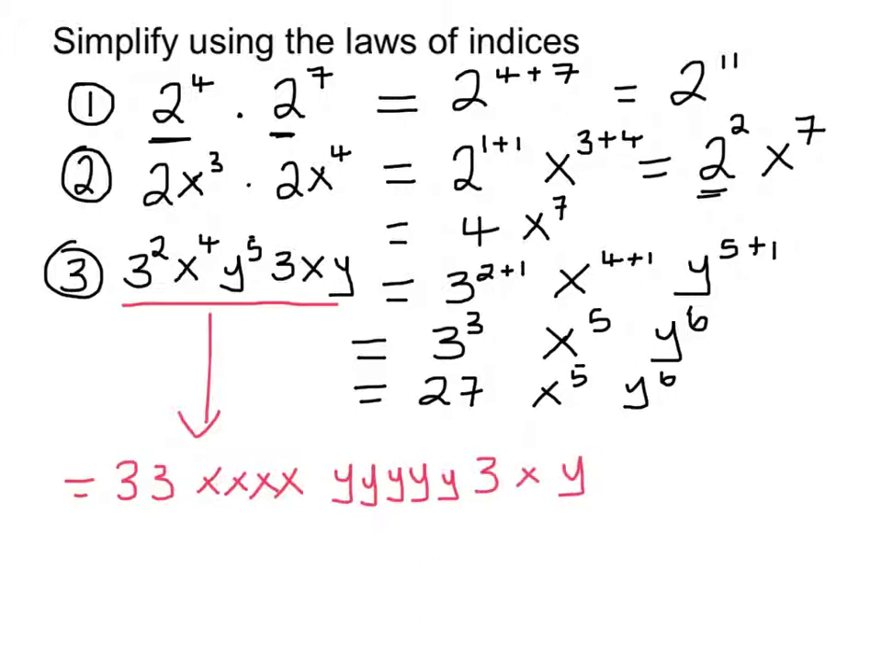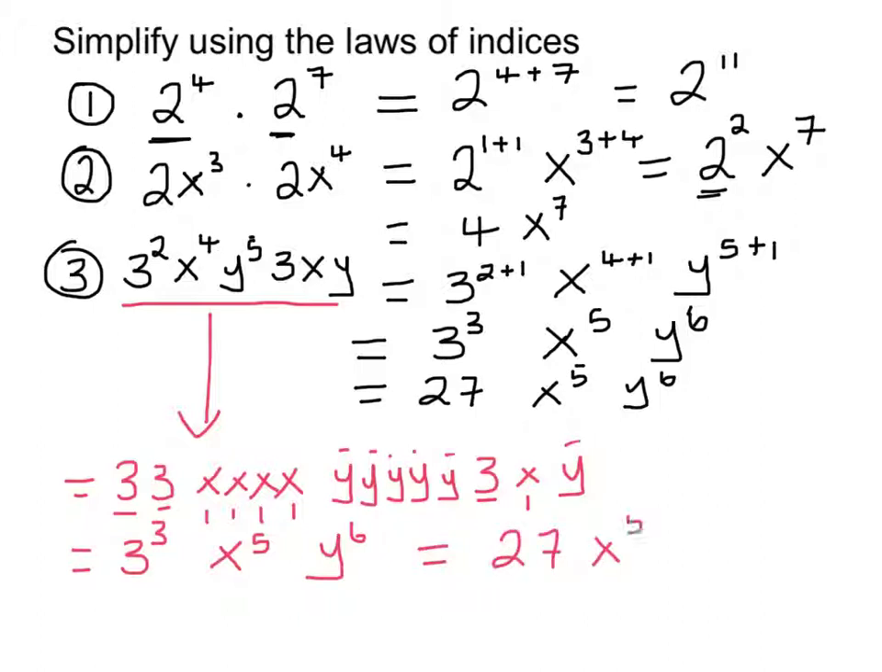So if you count all the 3's, you've got 1, 2, 3 3's. So it's just 3 to the power of 3. If you count all the x's, 1, 2, 3, 4, 5. So it's just x to the power of 5. Right? And if you count all the y's, 1, 2, 3, 4, 5, and this one here is 6, you just end up with y to the power of 6. So again, you get exactly the same answer.